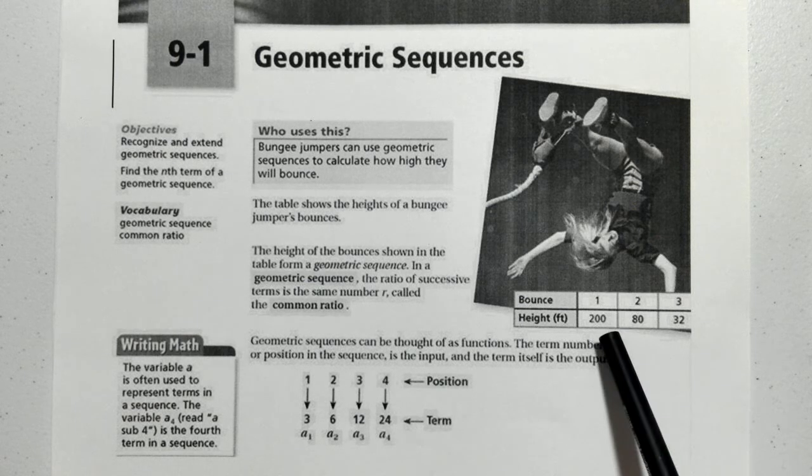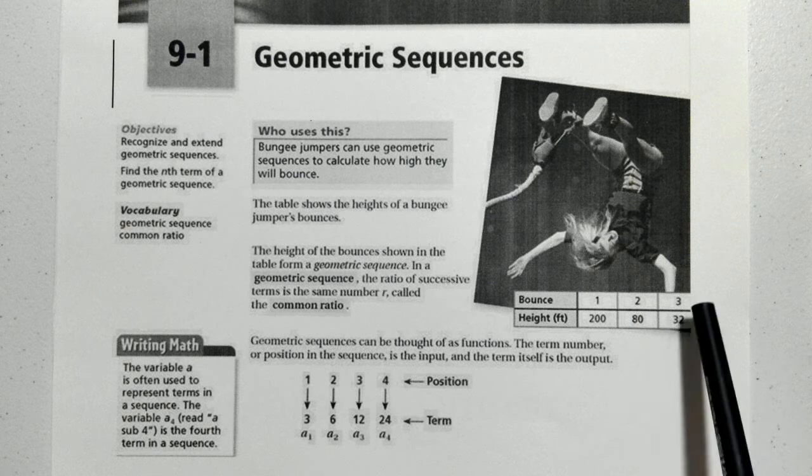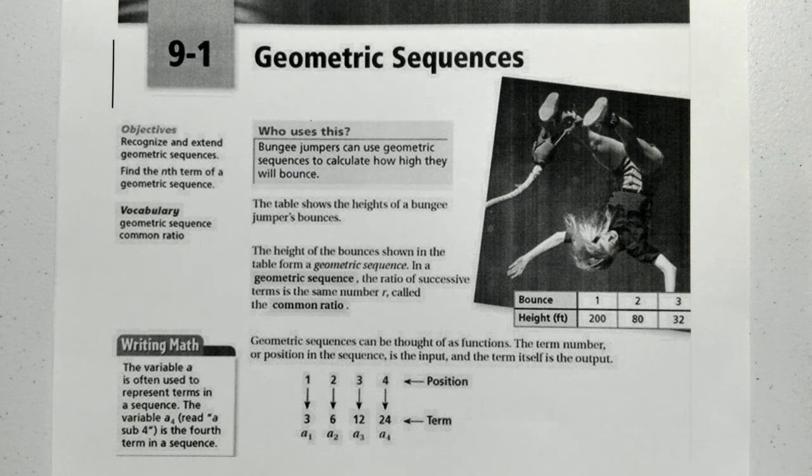So bounce 1 was 200 feet, 2 was 80, 3 was 32. The height of the bounces shown in the table form a geometric sequence. In a geometric sequence, the ratio of successive terms is the same number, which we are going to identify as r, and that's called the common ratio. Geometric sequences can be thought of as functions. The term number or position in the sequence is the input, and the term itself is the output.